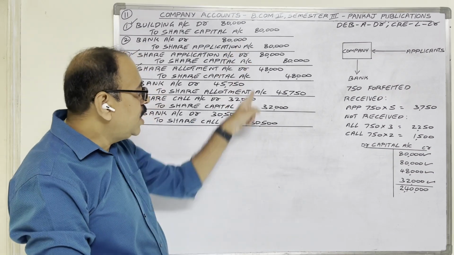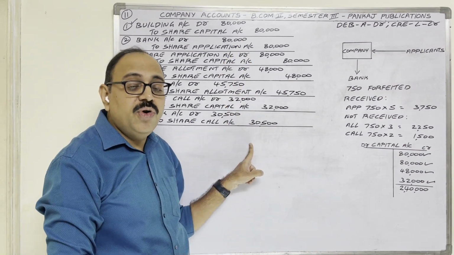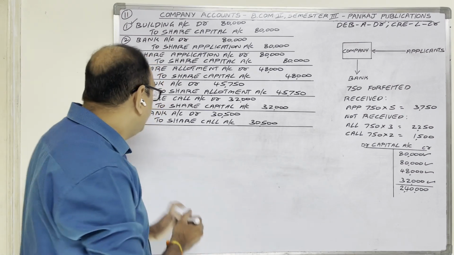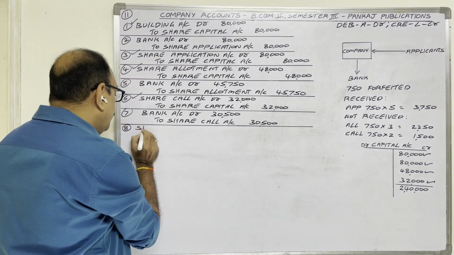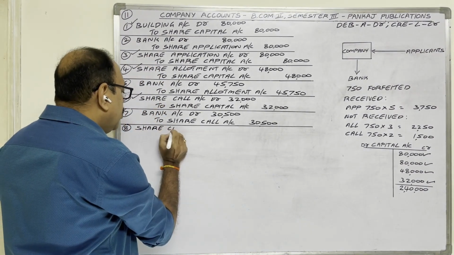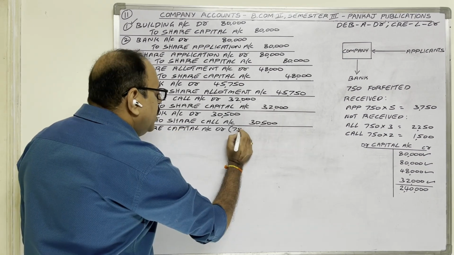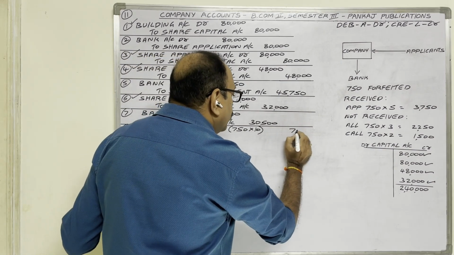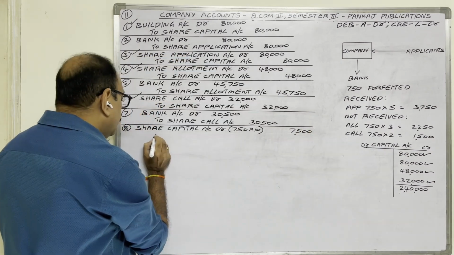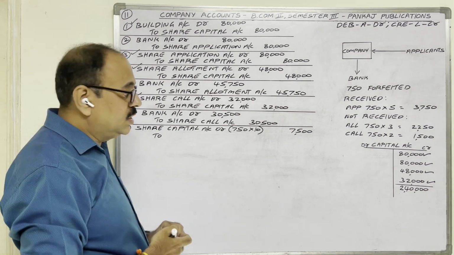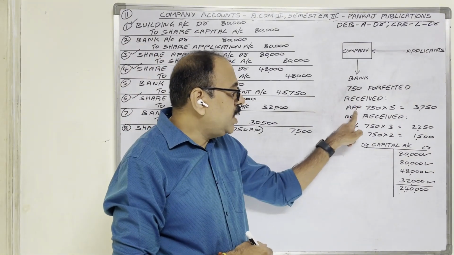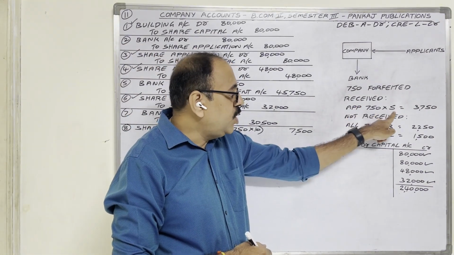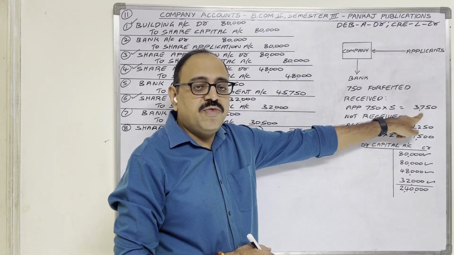So by crediting, we have created share capital account. If you want to cancel, you have to debit. Therefore, share capital account we should debit. Share capital account debtor, 750 shares at the rate of 10 rupees each, 7,500. Second, on these forfeited shares, company received application money at the rate of 5 rupees each, 3,750.